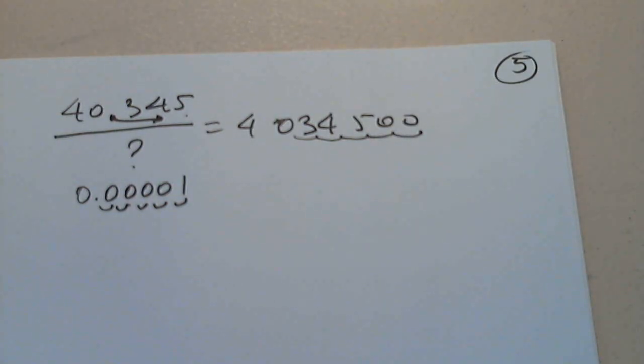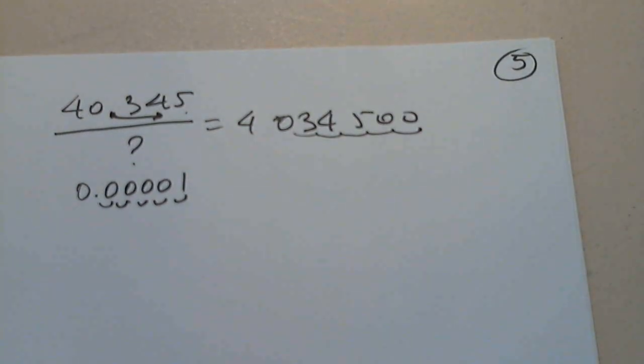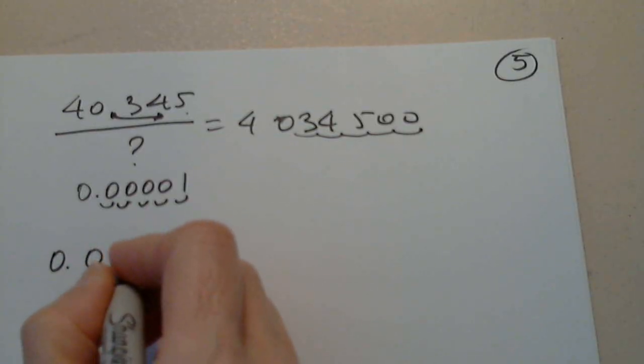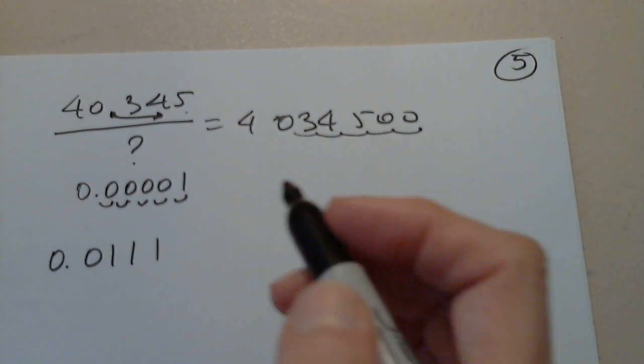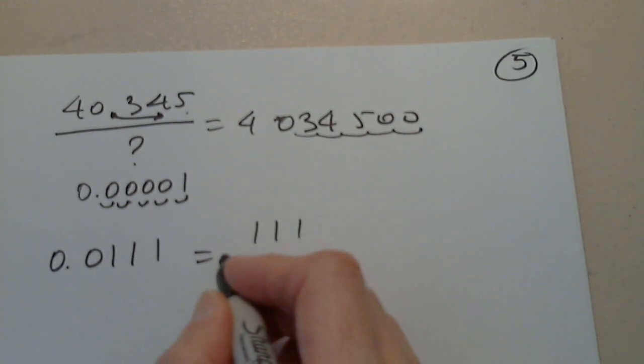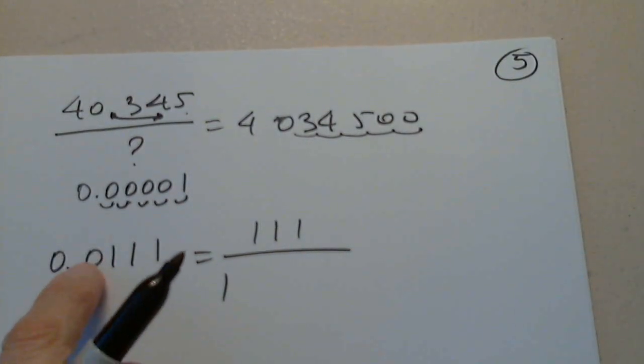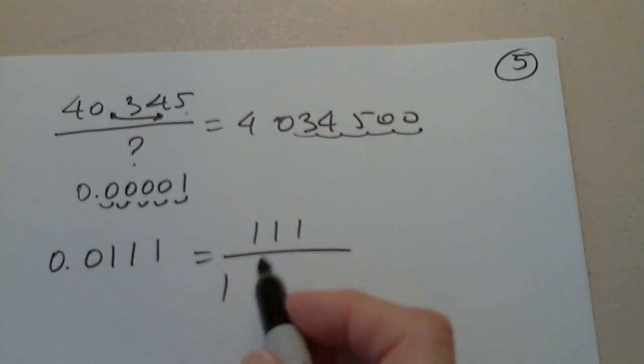Write in fractional notation. Write the fraction as a decimal. So, let's do this. So we have 0.0111. They want us to write this as a fraction. Piece of cake. 111, 1 followed by 1, 2, 3, 4 zeros.